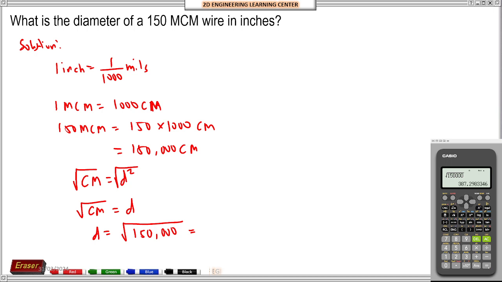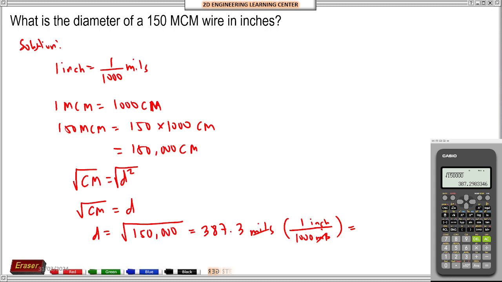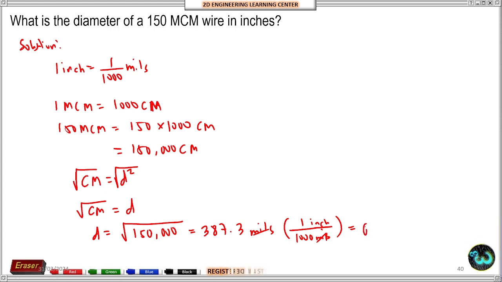So, meron na tayong square root of 150,000. So, that is 387.3 mils. So, i-convert natin to. So, yung ating 1 inch is equal to 1 over 1,000 mils. Okay. So, we will be left with 387.3, i-divide lang natin yan ng 1,000. So we have 0.387 inches, or inch, kasi umabot ng 1 inch lang unit niyan.